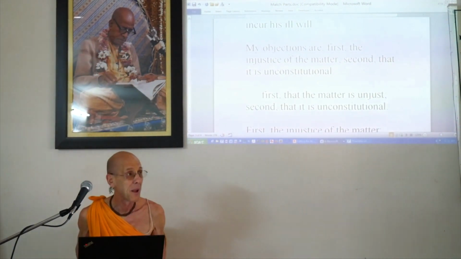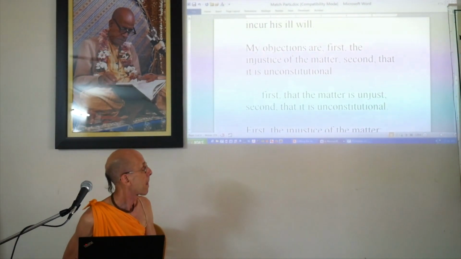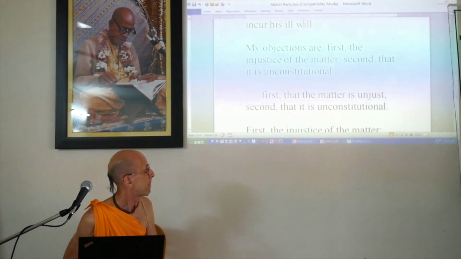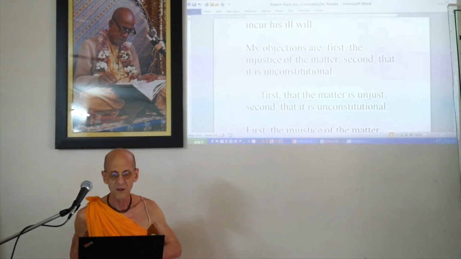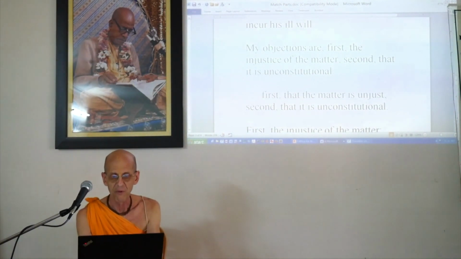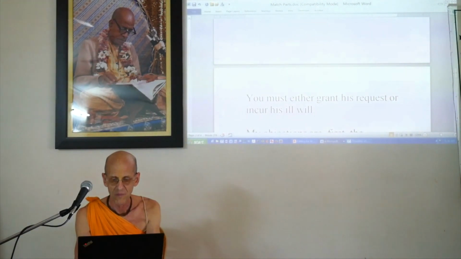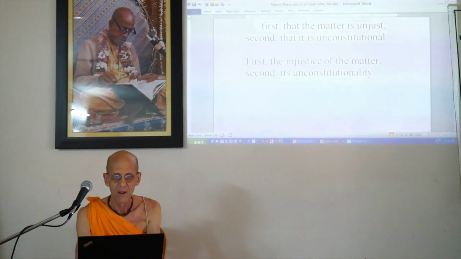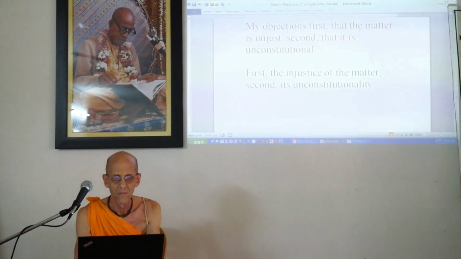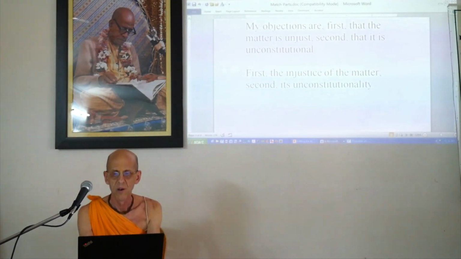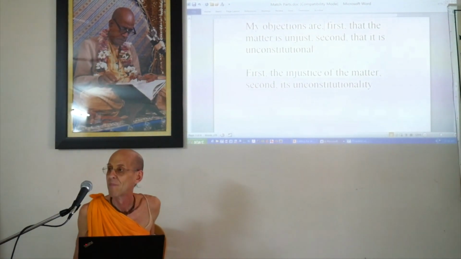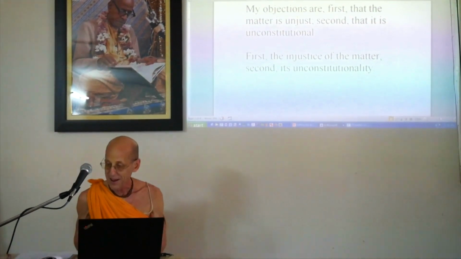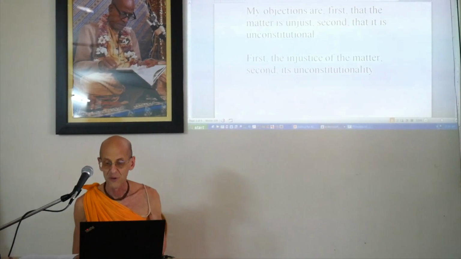I have a question. In the second one, it says first, that the matter is unjust. Second, that it's unconstitutional. You don't say first is that the matter is unjust. Second, that it is unconstitutional. I left out the beginning of the sentence. My objections are, first, that the matter is unjust, second, that it's unconstitutional. Okay. Any other questions about matching parts?